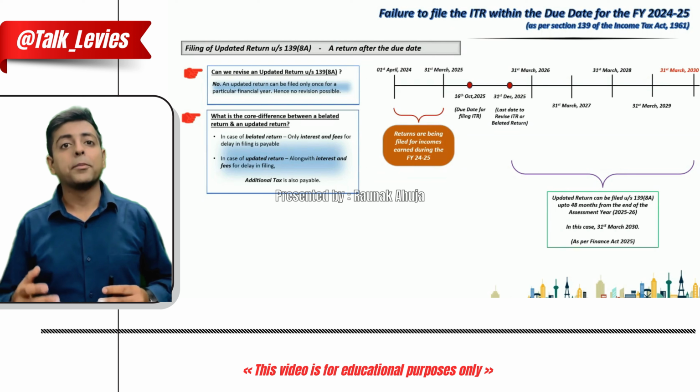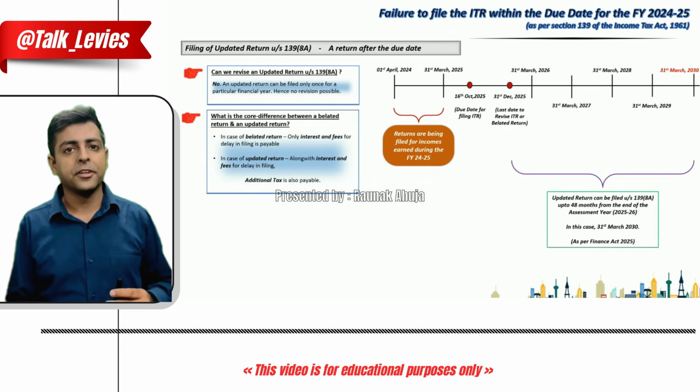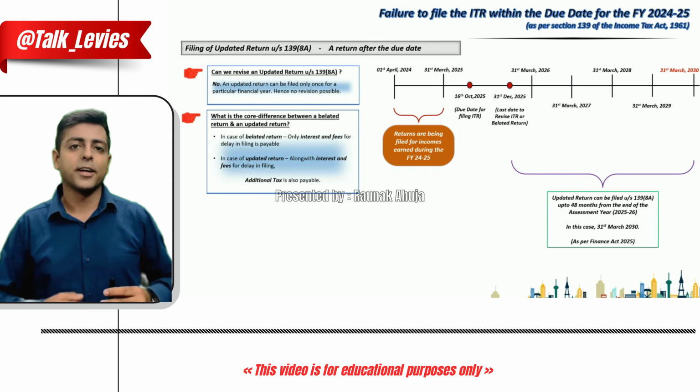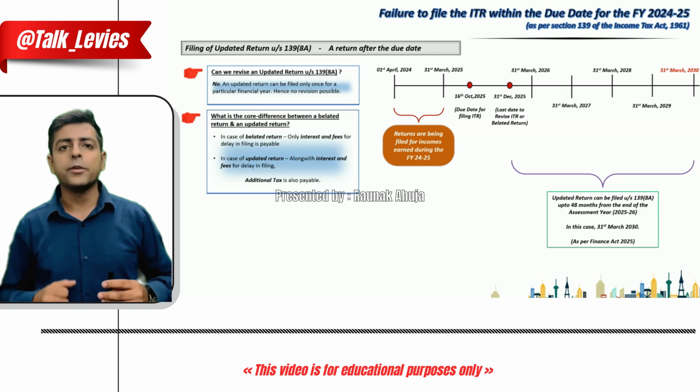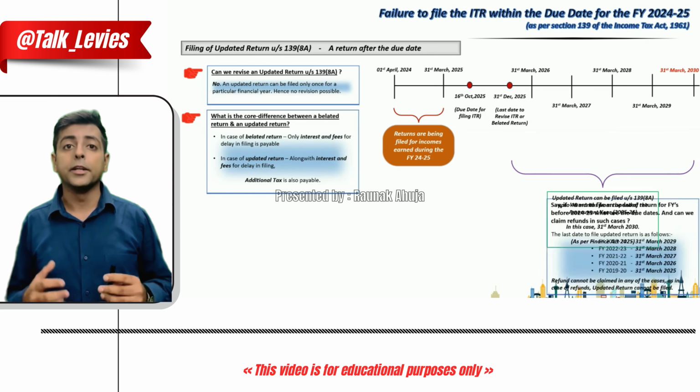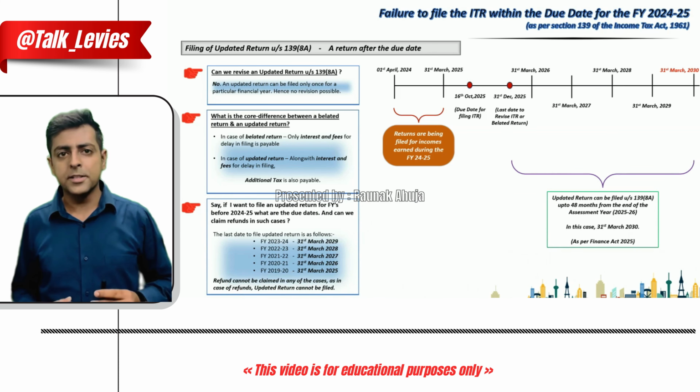So all this time we had been talking about filing an updated return for the financial year 24-25. That is for all the incomes that were earned during the financial year 24-25. Now what about the financial years prior to 24-25? Can we still file updated returns for them? And if so, what would be their due dates?